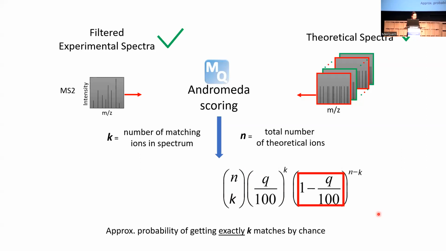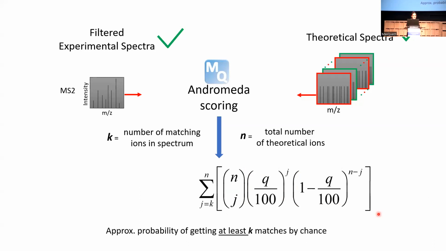But I don't want that. I want the probability of getting at least K matches by chance. So I will sum up all of these different probabilities from J equals K, the number of matches, till N, the number of all theoretical peaks. This is the binomial probability that we first calculate, but still this is not the Andromeda score.